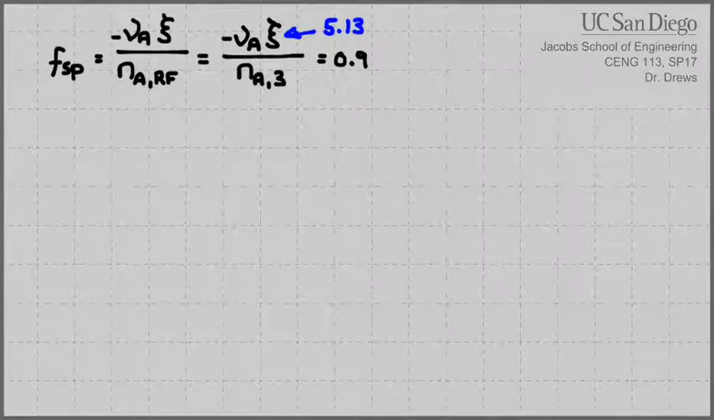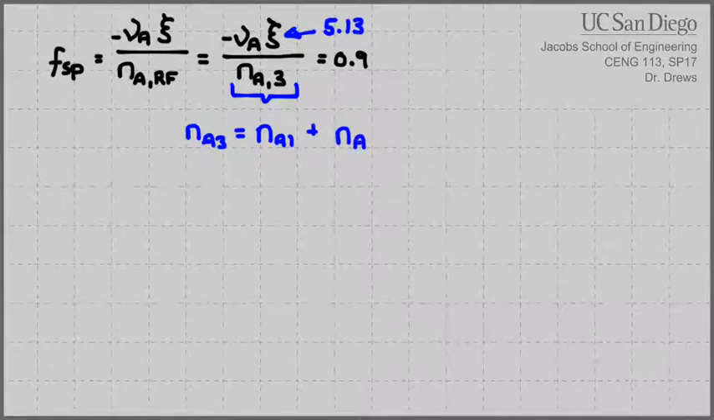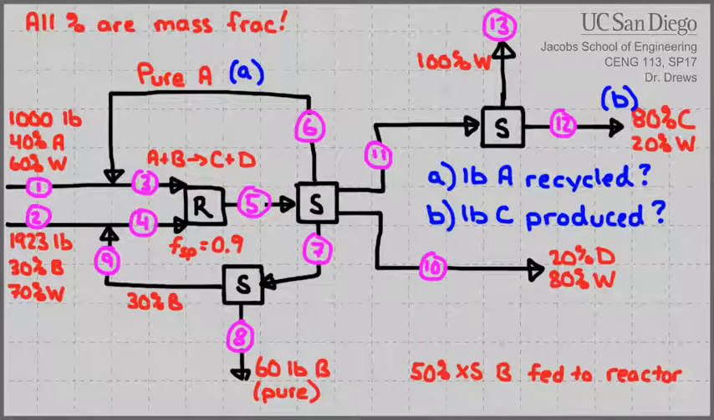If squiggle is 5.13, we can then figure out what the moles of A in stream 3 are, and then we can backtrack, because we know that the moles of A in stream 3 has to be equal to the moles of A in stream 1 plus the moles of A in our recycle stream. Our recycle stream was stream 6, right? So we're doing a little balance on this mixing point right here and saying that 3 basically has to be equal to whatever's in 1 plus whatever's in 6.